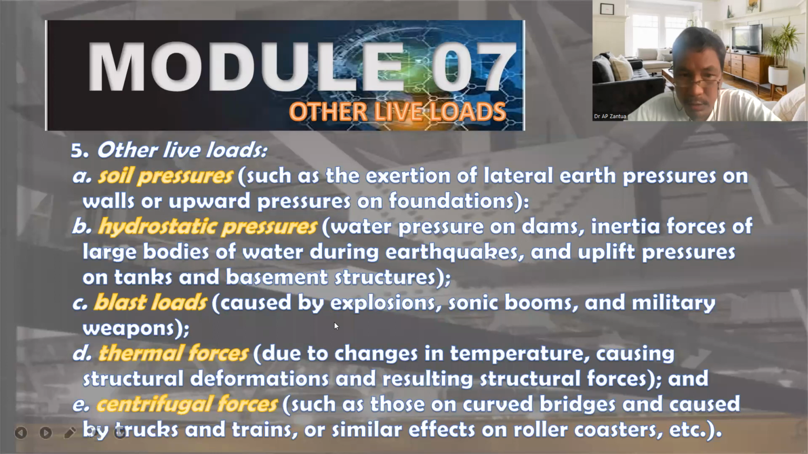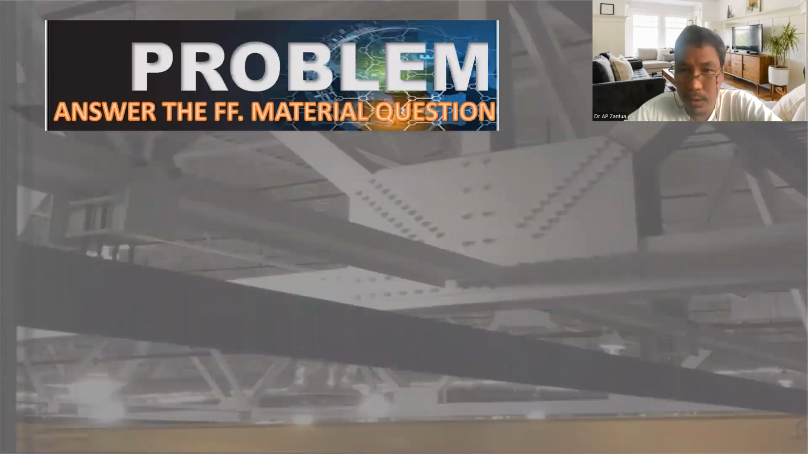Letter C, blast loads caused by explosion, sonic booms, and military weapons. So blasting. Okay. Letter D, thermal forces due to changes in temperature, causing structural deformation and resulting structural forces. And lastly, centrifugal forces, those on curved bridges caused by trucks and trains, or similar effects on roller coasters and the like. Okay. So anyway, those are the types of live loads, and we are now on the challenge question page.